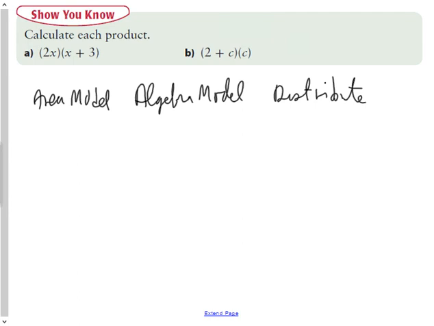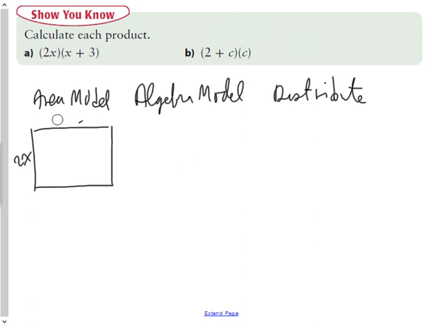plus 3. So with the area model, what it basically says is you know that an area of a rectangle is length times width. And if I think about the monomial as being this here, 2x, then I can think of the width as being x plus 3. And the product of x plus 3 and 2x will be what, or the area of this particular rectangle will be the same as the product of the monomial 2x multiplied by the binomial x plus 3.